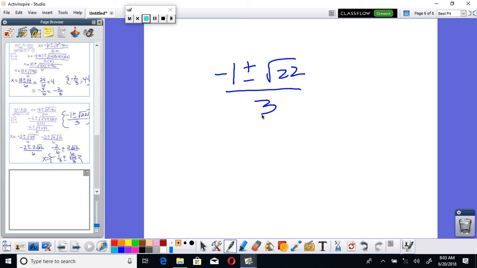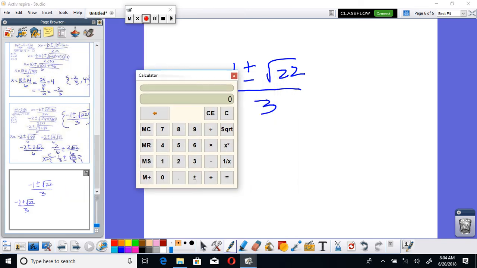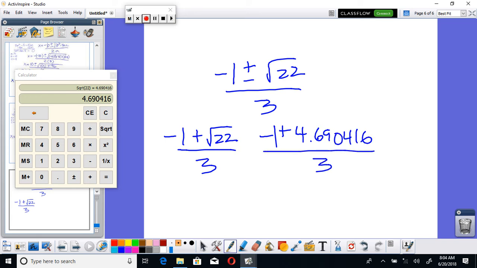Okay, so let's figure out what this is. Negative 1, we'll do the addition one first. So, using the calculator. Okay, so radical 22, so negative 1 plus 4.690416 all over 3. And then just calculate that out. So, minus 1 divided by 3. Okay, so this is actually one solution right here. I'm going to round to the hundredths place. 1.23.